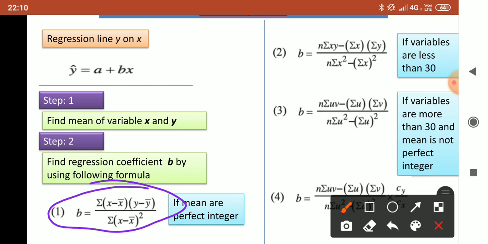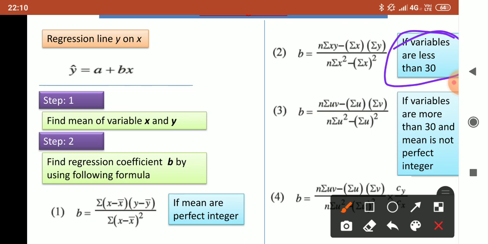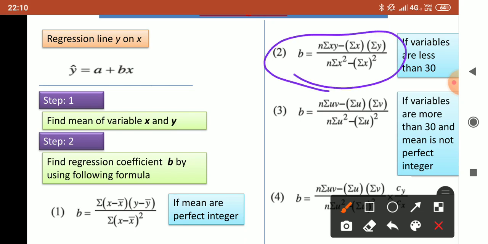Now we will learn another formula if the variables are less than 30. You have to keep this in mind, that variables are less than 30. If these variables are less than 30, then what is the formula to find b? B equals n sigma xy minus sigma x into sigma y upon n sigma x square minus sigma x the whole square. This is the formula you have to learn anyhow. You have to learn this formula.